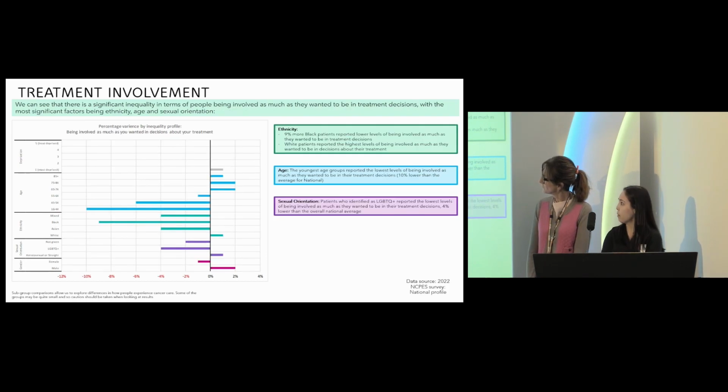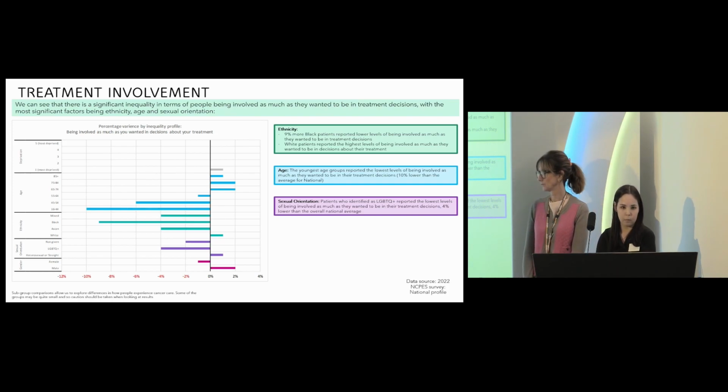And then we also have treatment involvement, so whether the patients were being involved as much as they wanted to be in decisions about their treatment. And again, age was a significant factor here. So the youngest age groups reported the lowest levels, which was 10% lower than the national average, and also sexual orientation. So those patients who identified as LGBTQ+ reported the lowest levels of being involved as much as they wanted, and that was 4% lower than the national average.